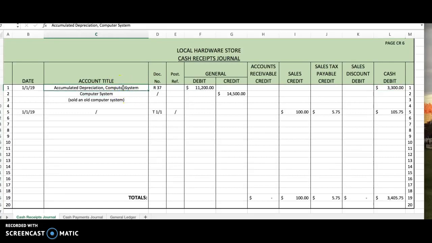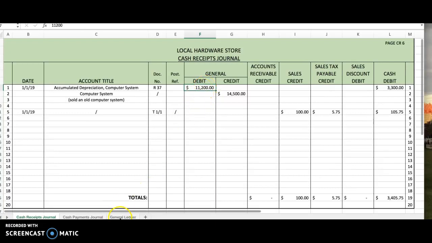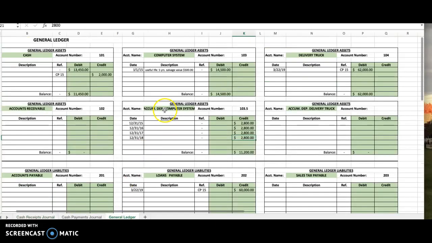And we should know by now that by closing it, that means we make the accounts have a 0 balance. So we will debit accumulated depreciation for the computer system by $11,200. Now where did I get that? I looked in the general ledger, and the total for this account, accumulated depreciation for the computer system, is $11,200. So I need, on January 1, a debit of $11,200. If I do that, it'll close the account.